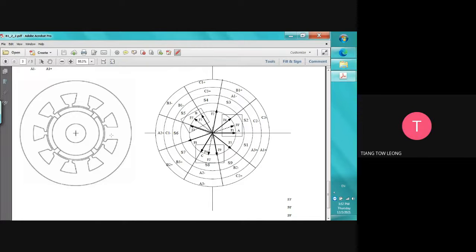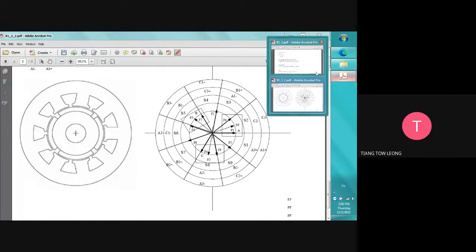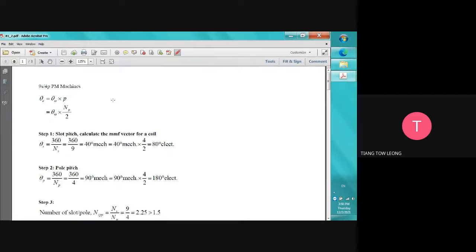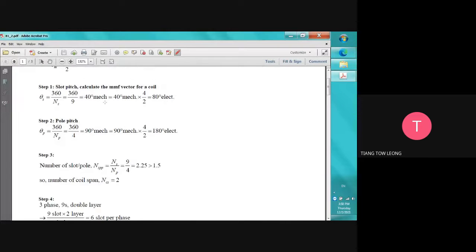Okay, so 9 slot is slot 1, 2, 3, 4, 5, 6, 7, 8, 9. How about 4 pole? 1 pole, 2 pole, 3 pole, 4 pole. So this is the pole. First of all, we need to calculate the slot pitch.